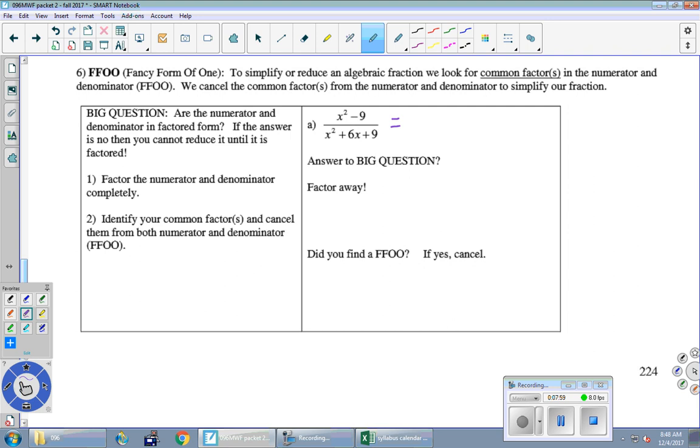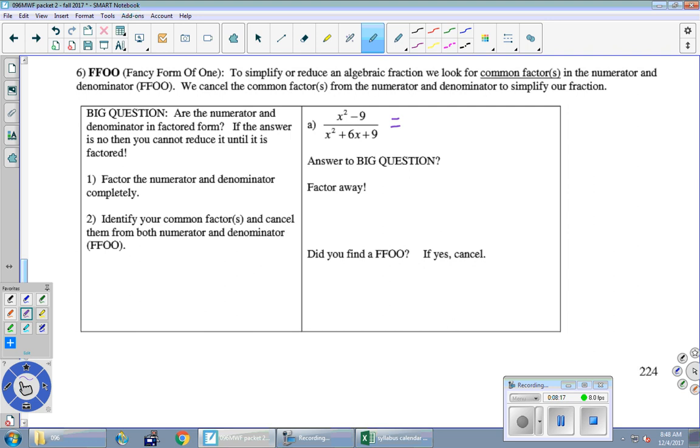X squared minus 9. Let's go back to all the factoring. We saw it on the test and on the last quiz. X squared minus 9. We'll go through our 3 techniques for factoring: greatest common factor, difference of 2 squares, box, in that order. Greatest common factor for the top. What is it?